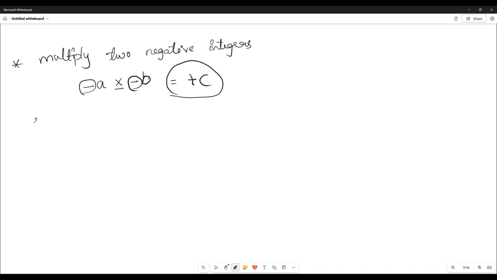So let's see an example like minus 5 into minus 2. First, 5 twos are 10. Multiply both signs. Minus into minus is plus. The answer is plus 10. We learned about multiplication of a positive integer and a negative integer and of two negative integers. So let's move to the next topic.